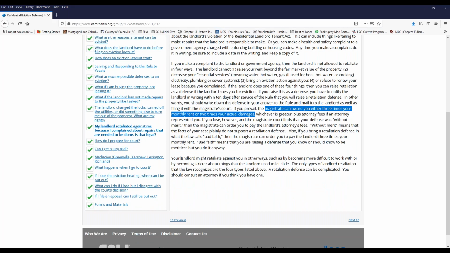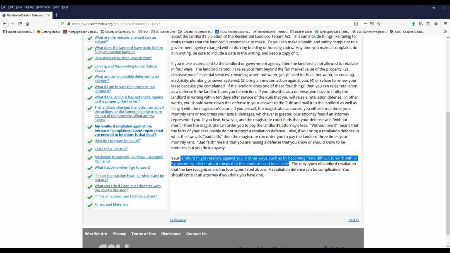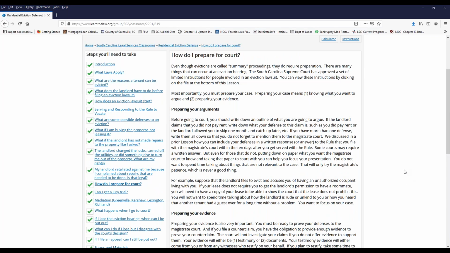The landlord might do other things that seem like retaliation, but that might not be legal. The landlord might be more difficult to work with or become stricter about certain things that the landlord otherwise had let slide. These are not illegal forms of retaliation. And so even though they're frustrating, they don't violate the law. So those are some defenses and some counterclaims to think about.